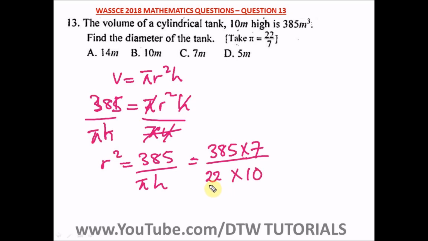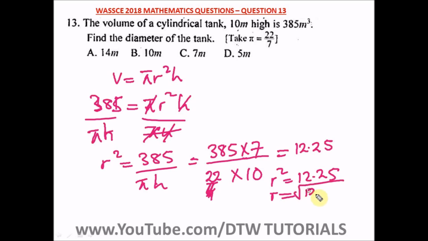All right, I hope you understand this. You know, it's 22/7, and we invert, 7 will come up. And h is 10. If you punch it in your calculator, you're going to get 12.25. So r square is equal to 12.25. To get our r, it will be the square root of 12.25.